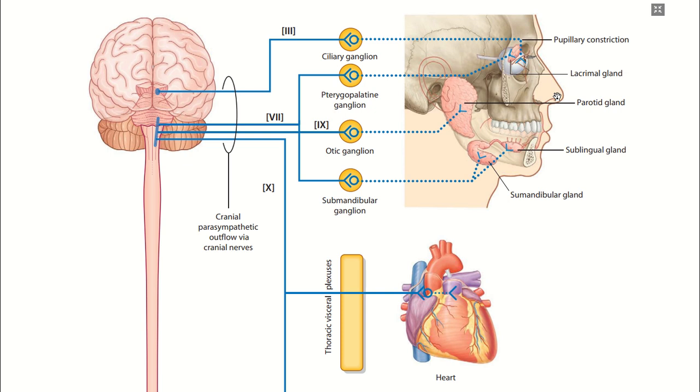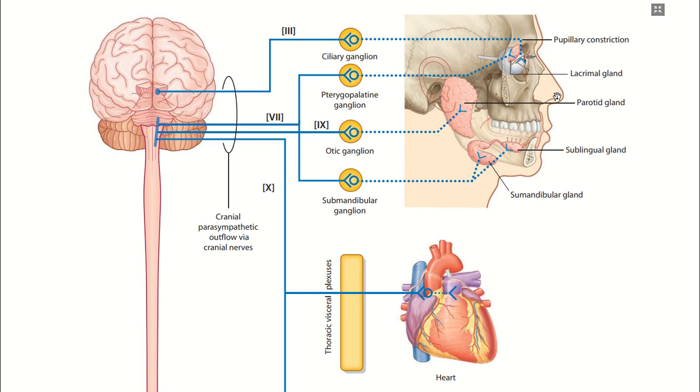Today we're going to talk about the otic ganglion, pterygopalatine ganglion, and the submandibular ganglion. These are the most important ganglions in the head anatomy, so you need to understand them. You need to know the cranial nerves, the nerves that make up each ganglion, and the structures that are innervated by each ganglion. Right.